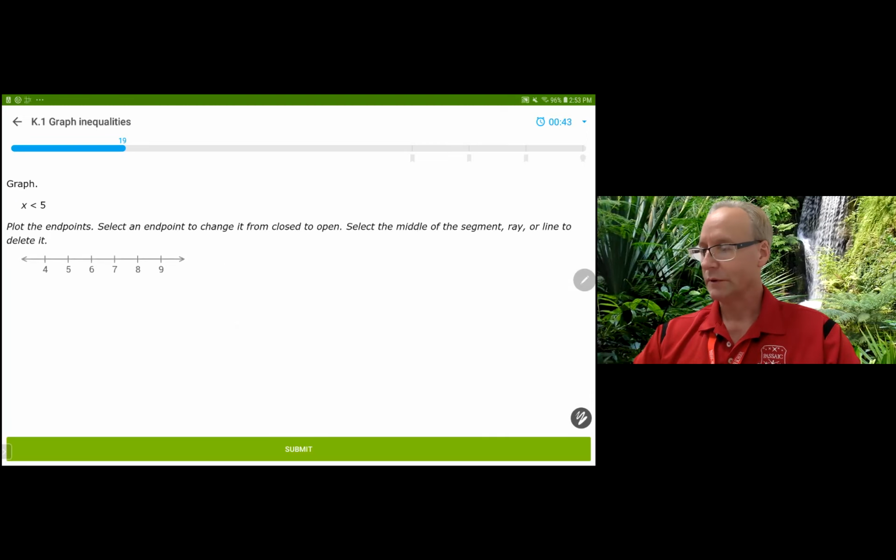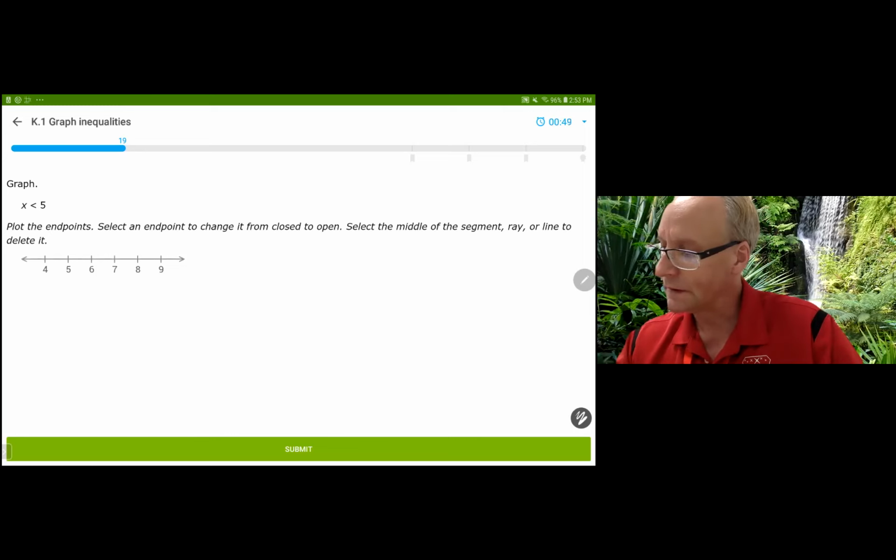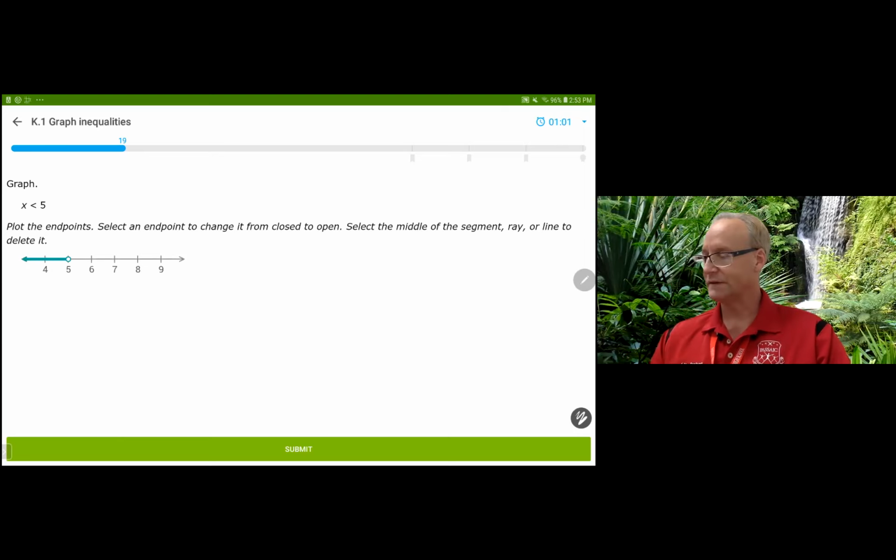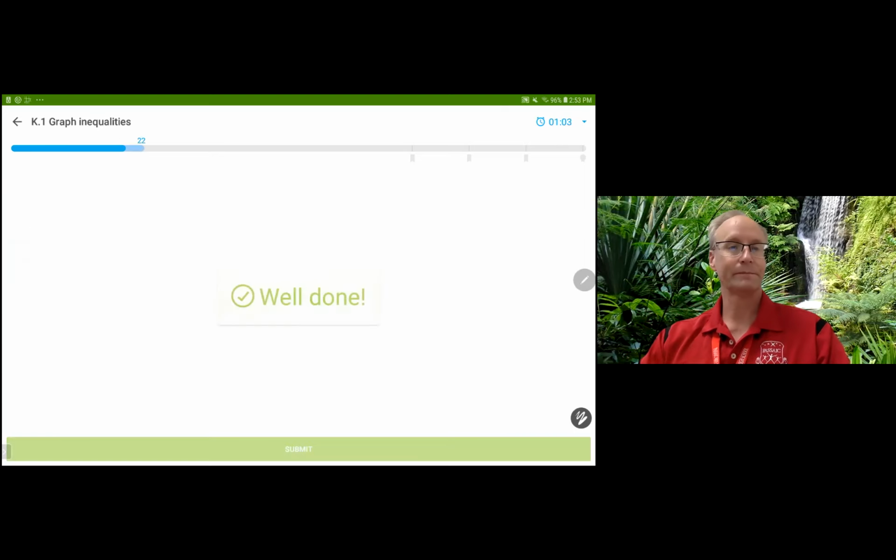I think even if you were using a mouse or something on a computer screen, you would be able to do this. X is less than 5. So we're going to go from 5 backwards. Oops. There it is. There it is. X is less than 5. It just takes a little practice to play with it.